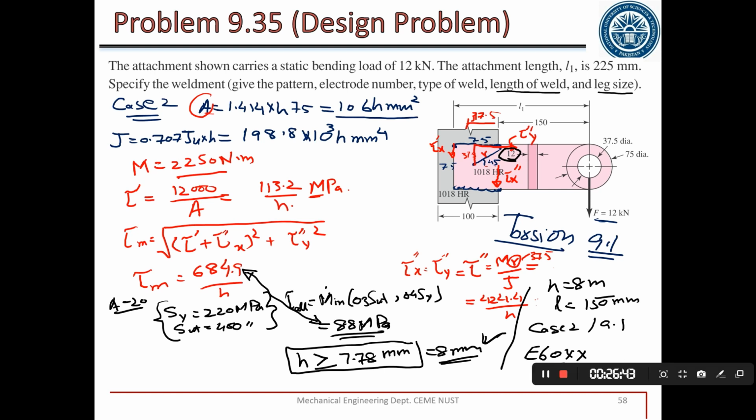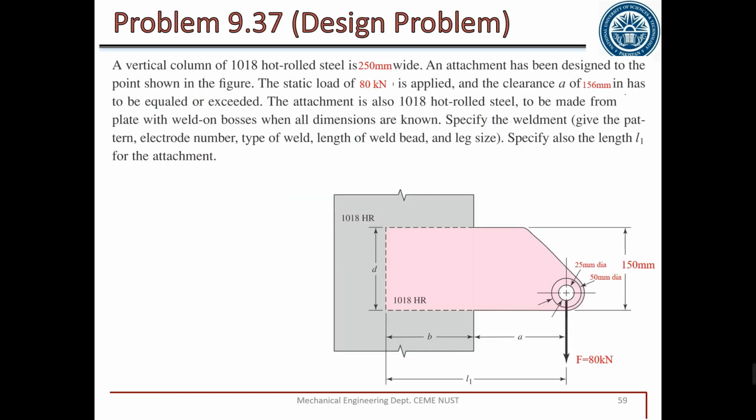I know that the lecture is becoming long, but this last problem is one of the most important problems to solve. And after that, this chapter will be ended. This is also a case of torsion because the load is applied here and the weld is made here.